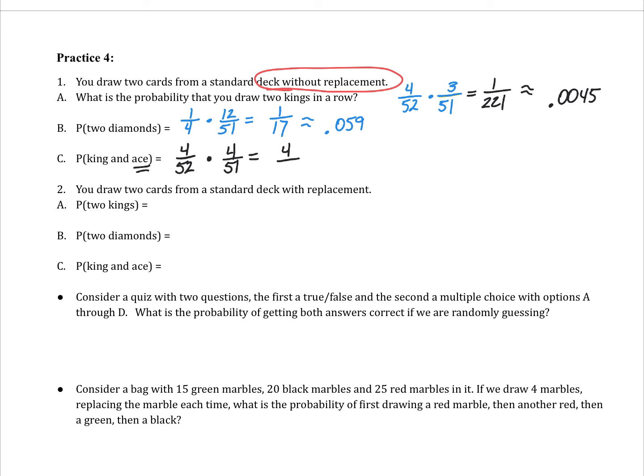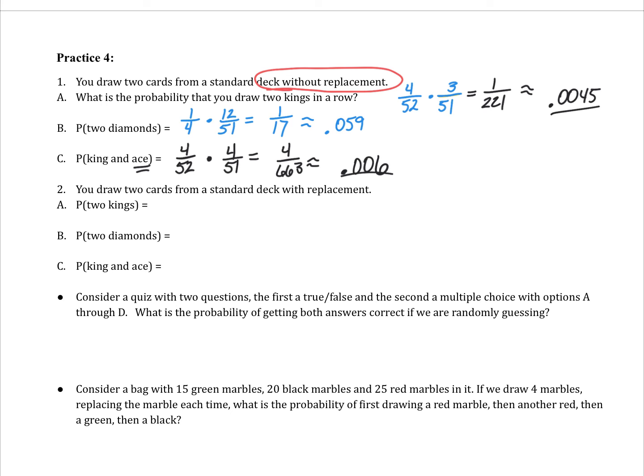This ends up being 4 over 663 when they get reduced, which is approximately 0.006. And you can see it's very close to the kings because it's a very close scenario here.